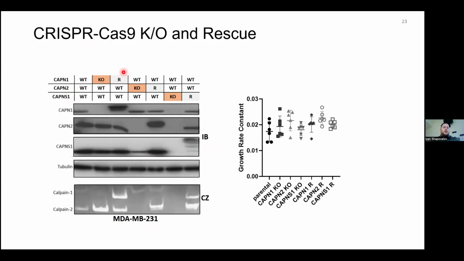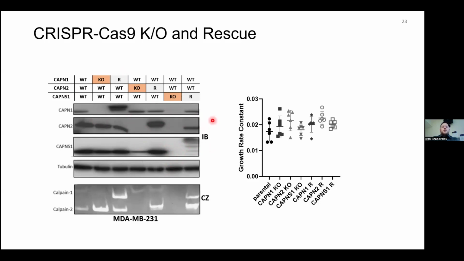That's a validation step. By immunoblotting, you can see that our knockouts completely abolish the expression of Calpain-1, Calpain-2, and Calpain S1. And it's important to note here that when we lose the expression of Calpain S1, we also lose expression of Calpain-1 and Calpain-2. That goes back to what I said previously, in that in the absence of Calpain S1, Calpain-1 and Calpain-2 lose stability and are degraded in the cell.